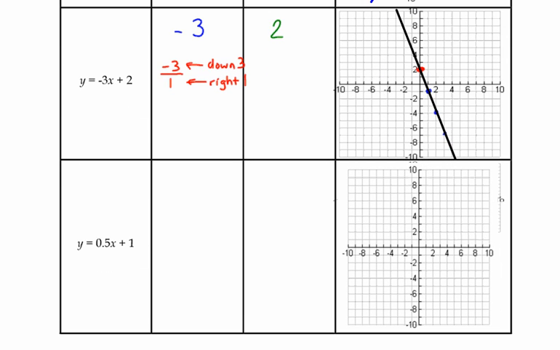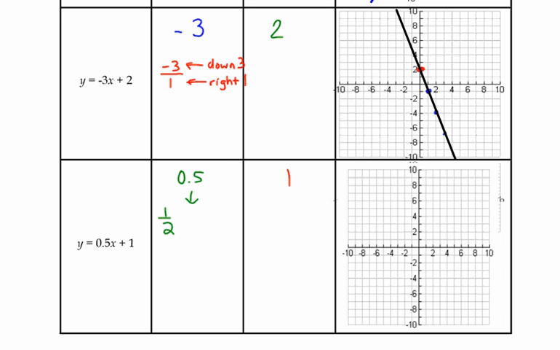All right, are you ready for the next question? What's your slope? 0.5. And our y-intercept, 1. Okay, what's wrong with this picture so far? Decimal. We always have to change decimals to fractions. What is 0.5 as a fraction? 1 over 2.